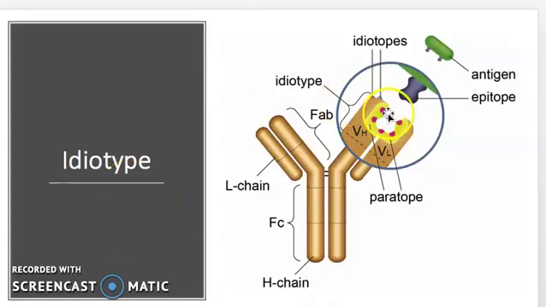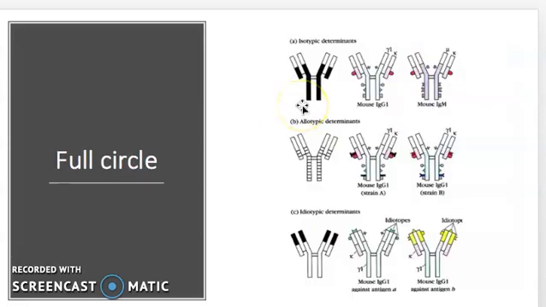And then the idiotope. So you have an idiotope, which is on top of the variable region where the binding takes place. And depending on this idiotope, it will really determine the specificity of what it's going to bind to. And once again, the epitope will go into the paratope, and these idiotopes are antigenic determinants for that. So in full circle, here's a better picture.